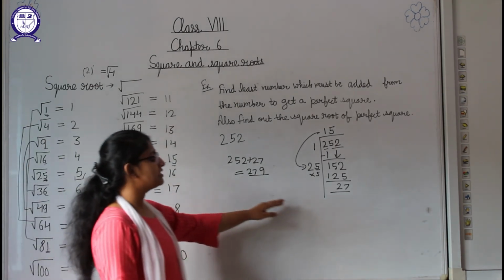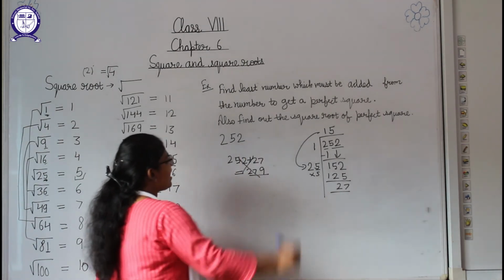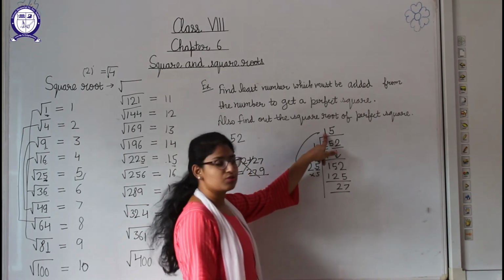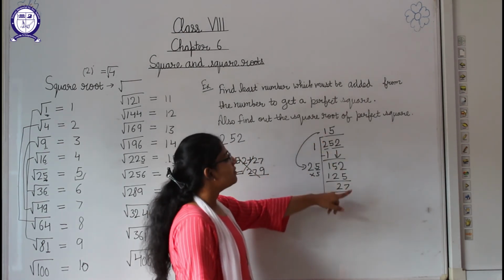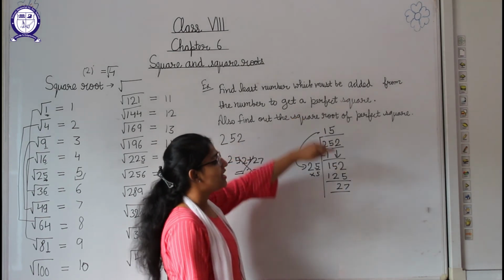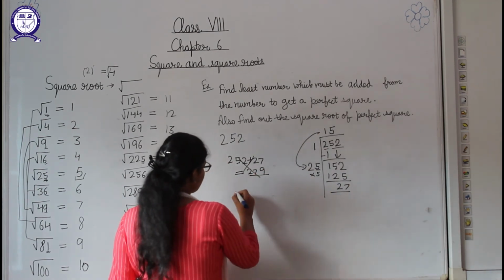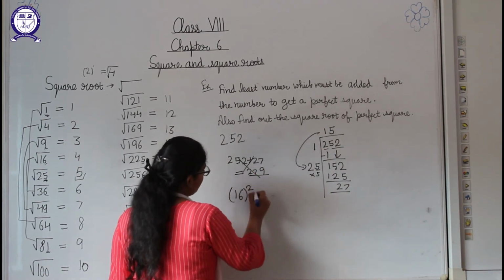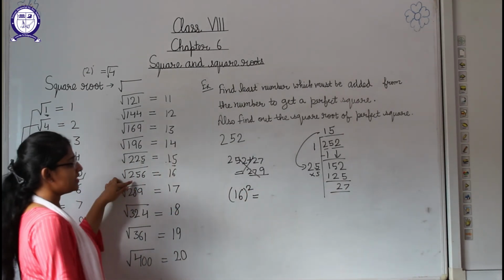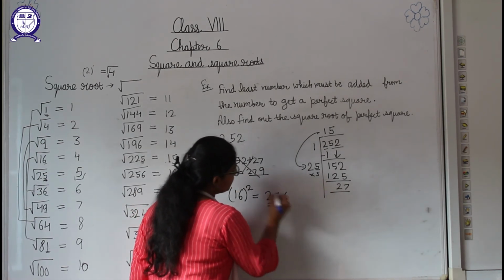It means we can't simply add the remainder. This will become wrong. So what we have to do here: we are getting the square of 15, and we get a remainder. Suppose we take the square of 16. The square of 16 is 256, and 256 is a perfect square number.